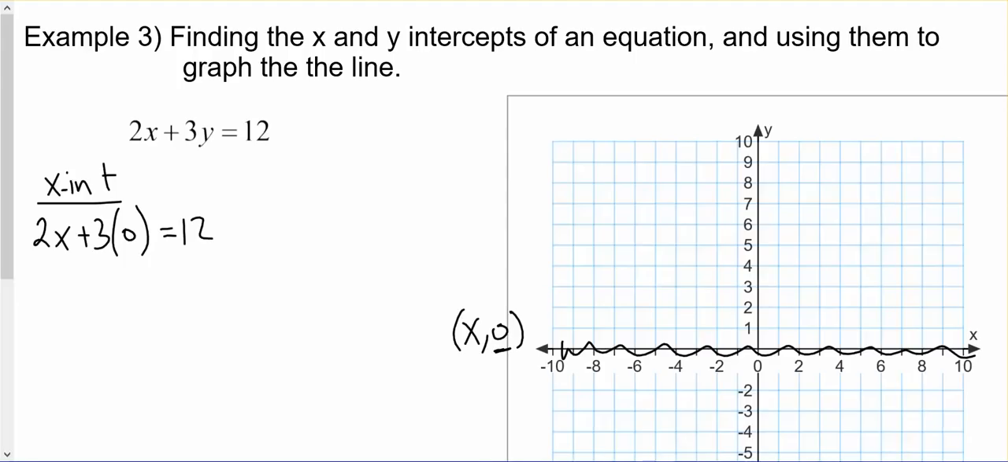Because I know on my x-axis my y value is 0. So what does that do to that problem? Well, it just eliminates that y portion of it because anything times 0 goes away. So really what we have is 2x equals 12. And now we can solve this for x fairly easily. Divide by 2, divide by 2, and we just found our x-intercept being at 6.